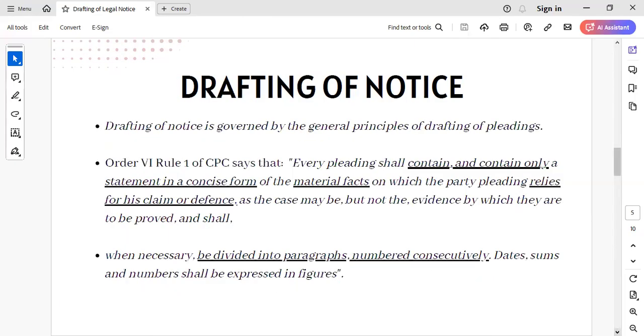Yes. Now, drafting of notice. Please read. Someone else please read. Drafting of notice. How will you start drafting of notice? Please read. Drafting of notice is governed by the general principles of drafting of pleadings. Okay. Next.